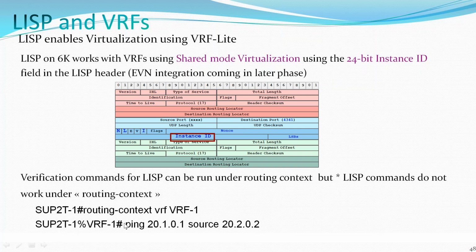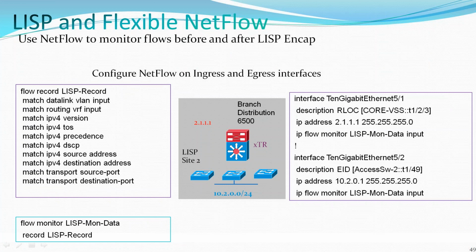Now inside the supervisor engine, you can see here I can execute this command, router context vrf vrf1, and then I can ping from source to destination. Then I do not have to give the ping vrf name and the other strings. You can go inside the VRF and from there you can do the testing. Okay, so that is the other thing.